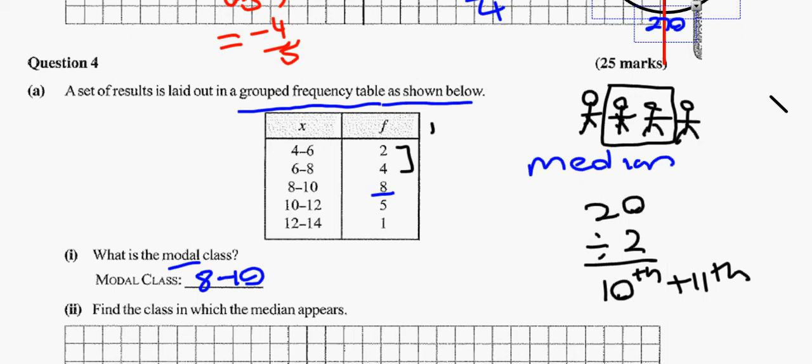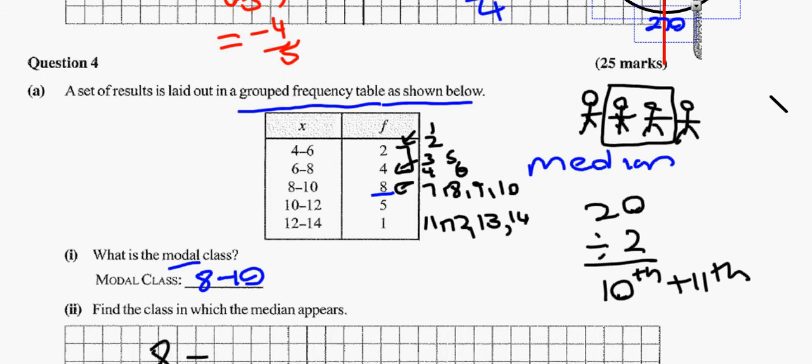Therefore, the first 2 is 1 and 2. The next 4 is 3, 4, 5, 6. And in the group of 8 to 10, we're going to have 7, 8, 9, 10, 11, 12, 13, and 14. We can see that the 10th and 11th are located in this group. Therefore, the median appears in the group 8 to 10.